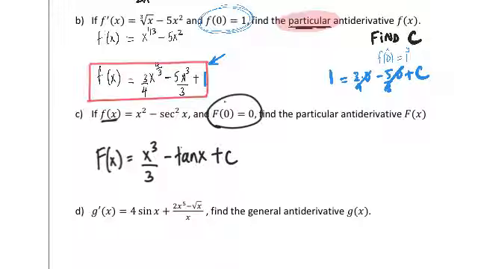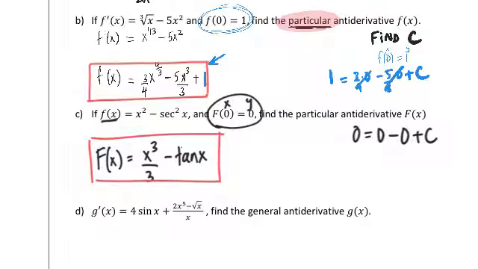Use this x and this y to say 0 is equal to 0 minus tangent of 0, which is 0, plus c. So c is equal to 0. So in this case, the particular antiderivative, you can just erase the c, and this will be your particular antiderivative.